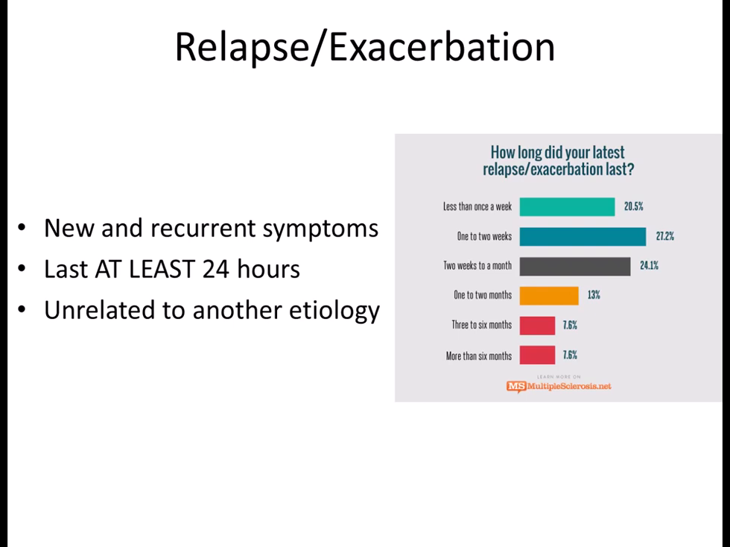If you look on the right-hand side of the slide, you can see that the Multiple Sclerosis Society polled patients to see how long their last relapse or exacerbation lasted. Approximately 20% said less than 1 week. Others said between 1 and 2 weeks. That's the most common, about 27% said that. And at the very bottom you can see some said the relapse lasted 3 to 6 months.